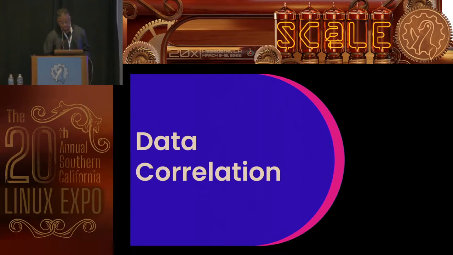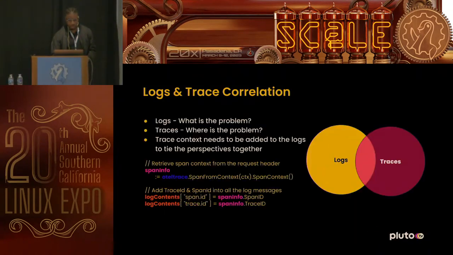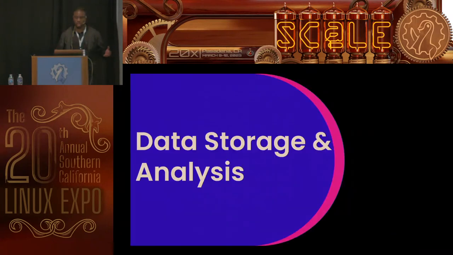The first thing that we wanted to do was correlate our trace data with our existing log data. For that, all we had to do was add the trace headers, the span ID and trace ID, to the logs themselves, and we were able to correlate the trace data to the logging data. Now, we wanted to store and analyze the data once we were able to transport it.